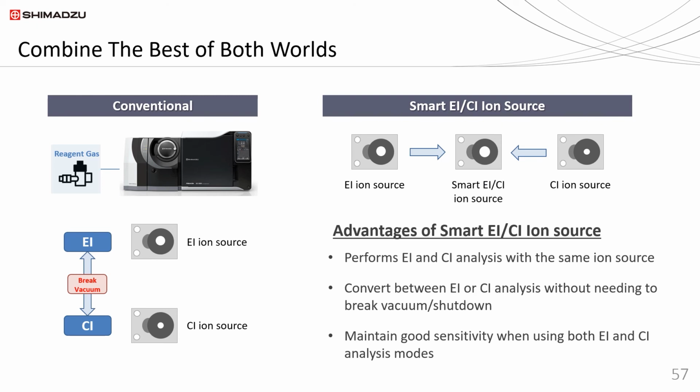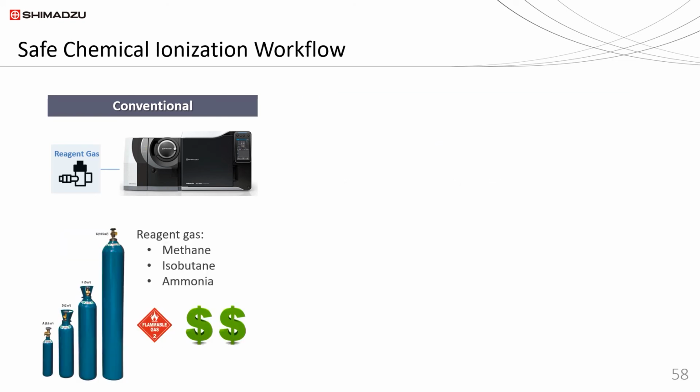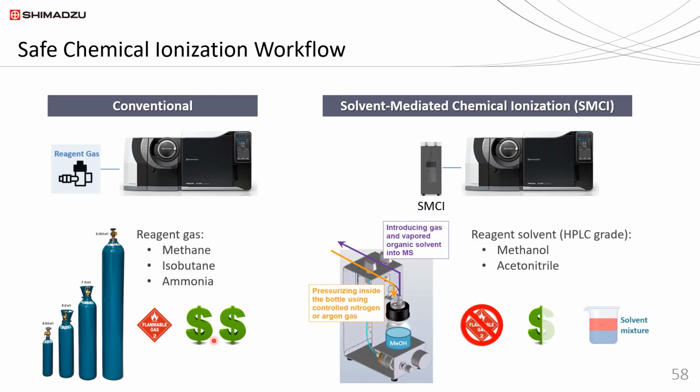More importantly, good sensitivity can still be obtained for both modes of analysis, making this the perfect tool for discovery work. Noting that a reagent gas such as methane, isobutane, and ammonia is required to perform chemical ionization, the cost accrued to purchase the gas tank in the long run may be very high, and this is on top of safety issues such as flammable gases.